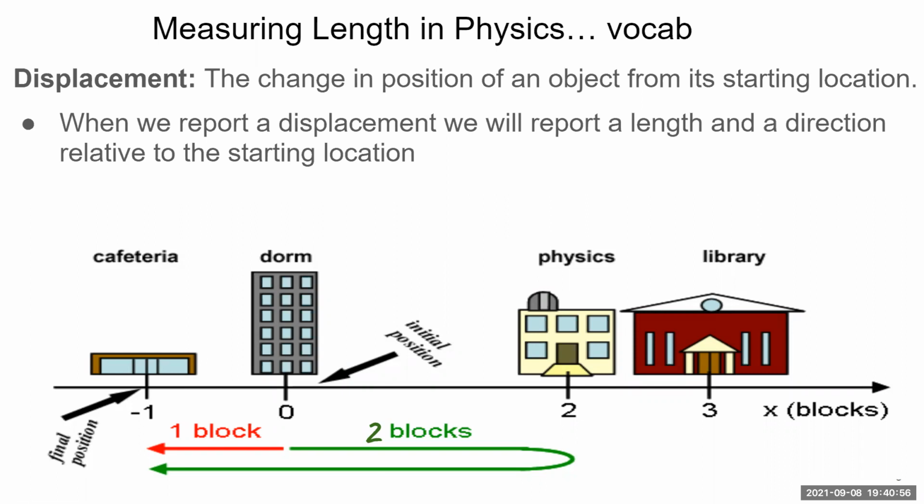Now let's think for a moment about our displacement once we finish that route. What is our displacement once we're at the cafeteria? Remember, our frame of reference is that dorm. Pause the video if you need more time. You should be able to see that I am 1 block west, or to the left, of the dorm. That's my displacement, 1 block west of the dorm.